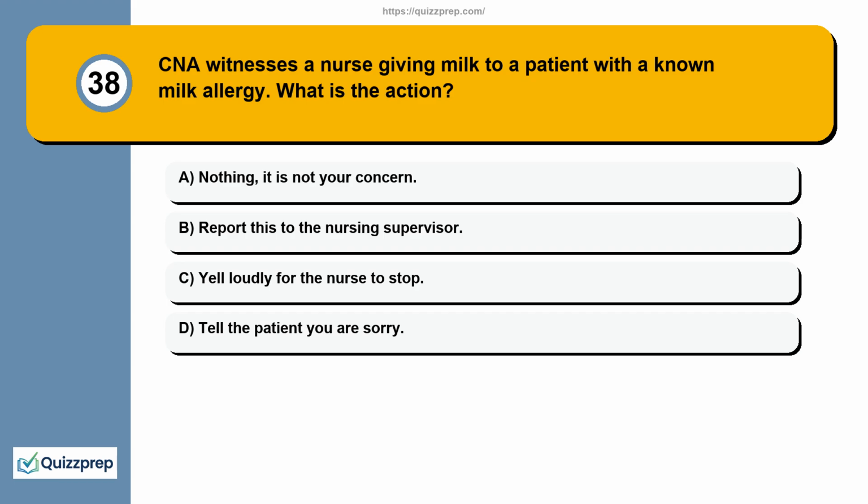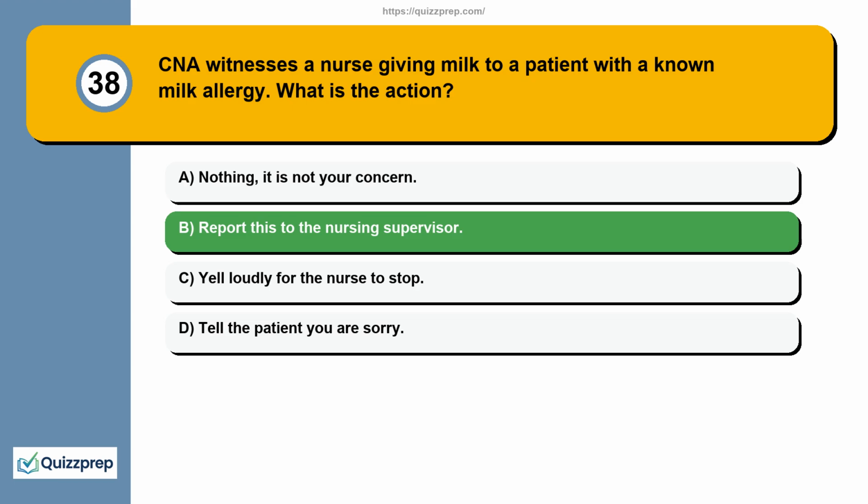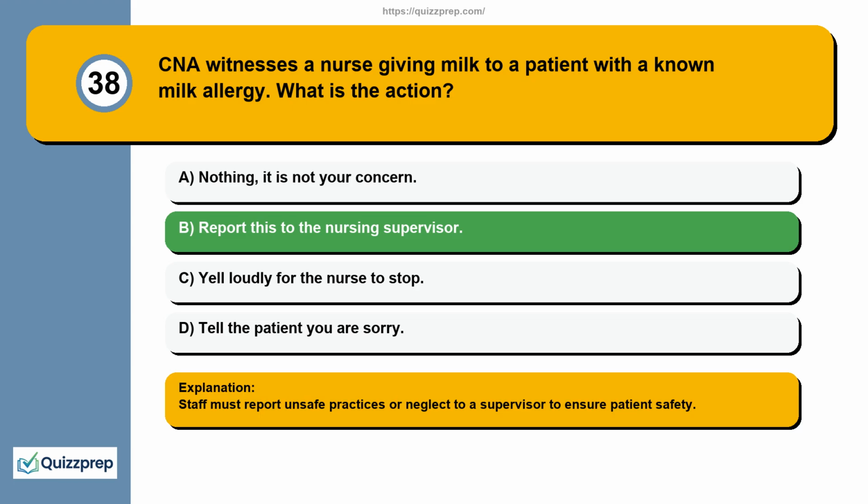Question 38. CNA witnesses a nurse giving milk to a patient with a known milk allergy. What is the action? Nothing, it is not your concern. Report this to the nursing supervisor. Yell loudly for the nurse to stop. Tell the patient you are sorry. Staff must report unsafe practices or neglect to a supervisor to ensure patient safety.